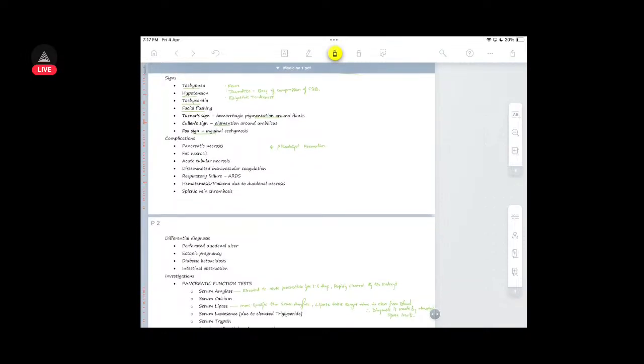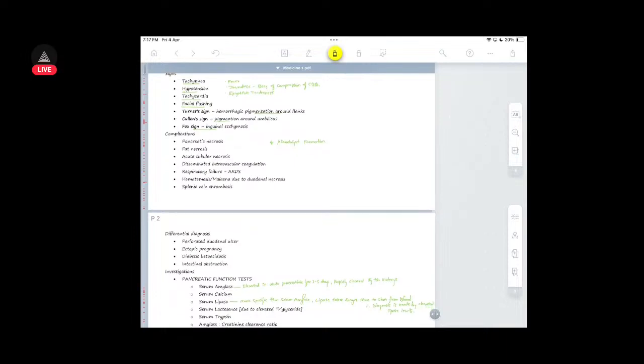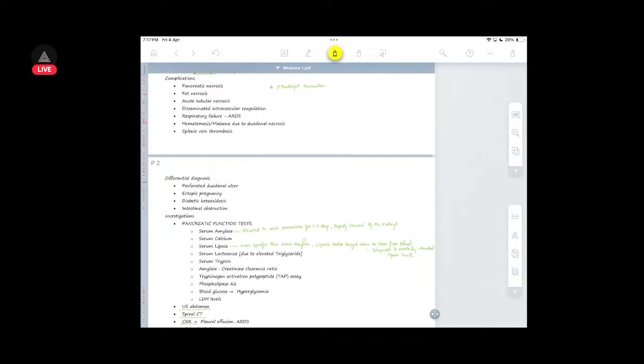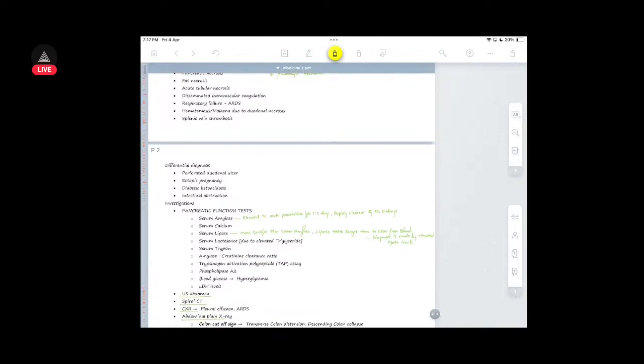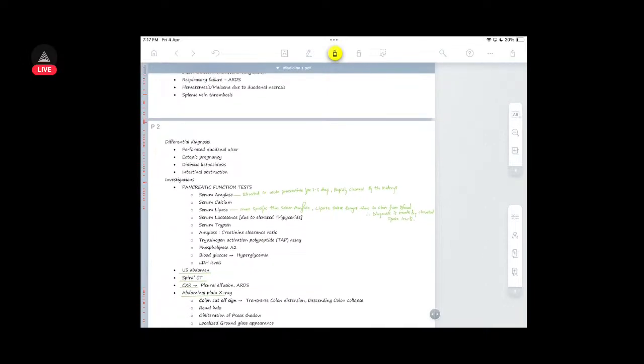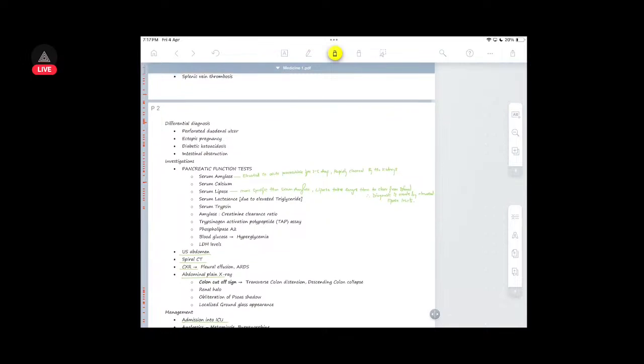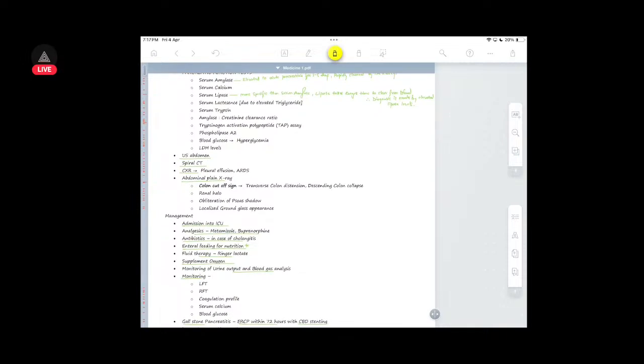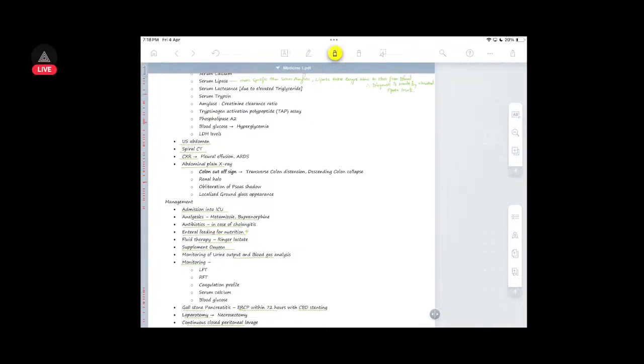Turner sign is hemorrhagic pigmentation in the flanks. Cullen sign is pigmentation around the umbilicus. Fox sign is inguinal ecchymosis. So complications, you have pancreatic necrosis, fat necrosis, acute colon necrosis, disseminated intravascular coagulation, ARDS, hematemesis, melena, and splenic vein thrombosis. So investigations, you have pancreatic amylase, calcium, lipase, lactescence, serum trypsin, amylase creatinine ratio, trypsinogen activation peptide, phospholipase A2, glucose, hyperglycemia, LDH levels, etc.